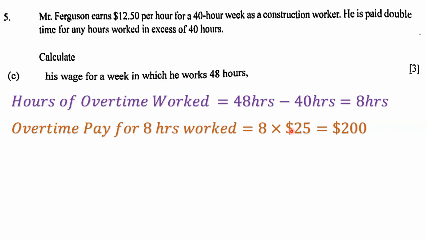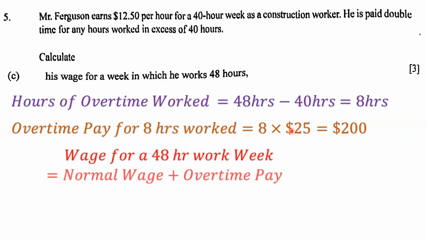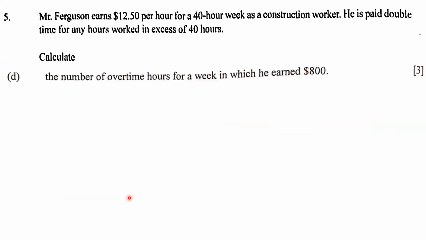So in total, how much would he get paid? Well, he gets paid for his normal regular working week, plus we have to add his overtime pay. So it's going to be the normal wage, which we calculated earlier, which is 500, plus 200, which means that for this week, he's going to get $700. Let's move on to part C.